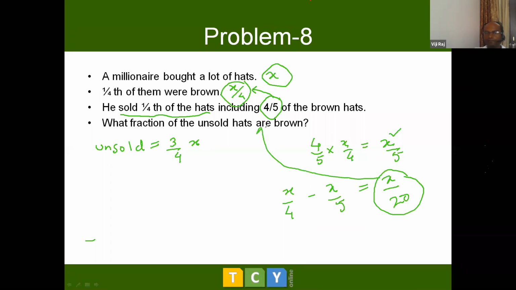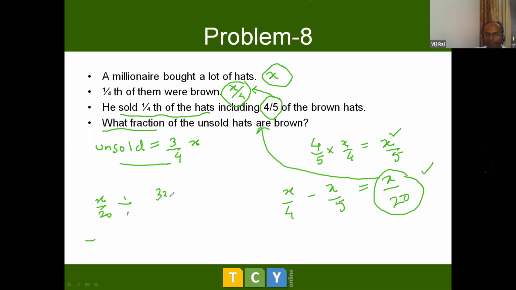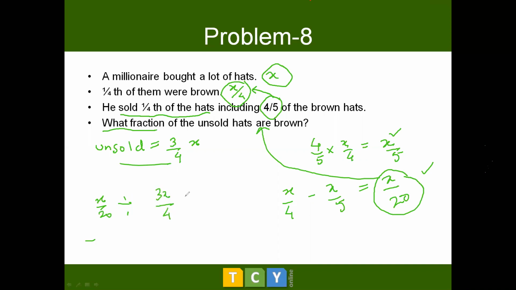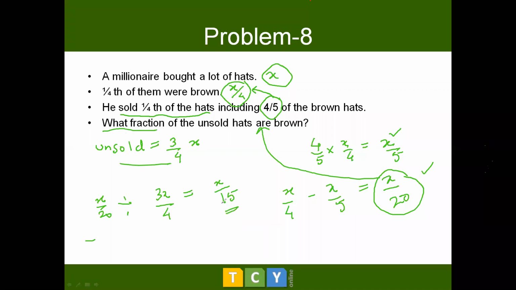Now we have to find out what fraction is this of this. So we have to divide them. So it will be x by 20 divided by 3x by 4. And you will get the final answer equal to 1 by 15. So 1/15 of the unsold hats are brown.